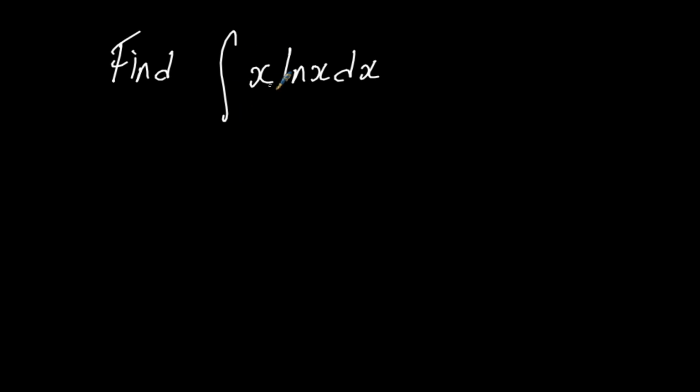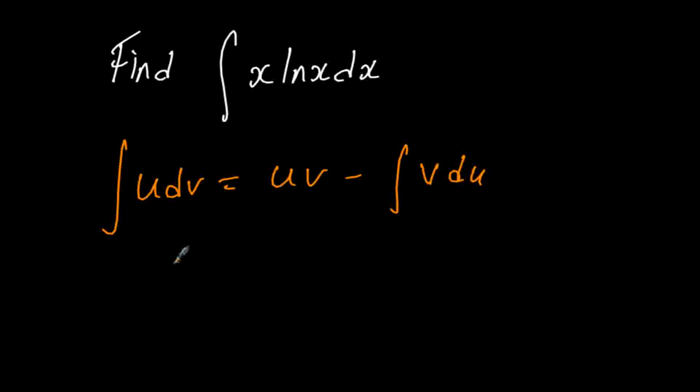Find the integral of x ln x dx. To answer this question, we have to use integration by parts, which is the integral of u dv equals uv minus the integral of v du.